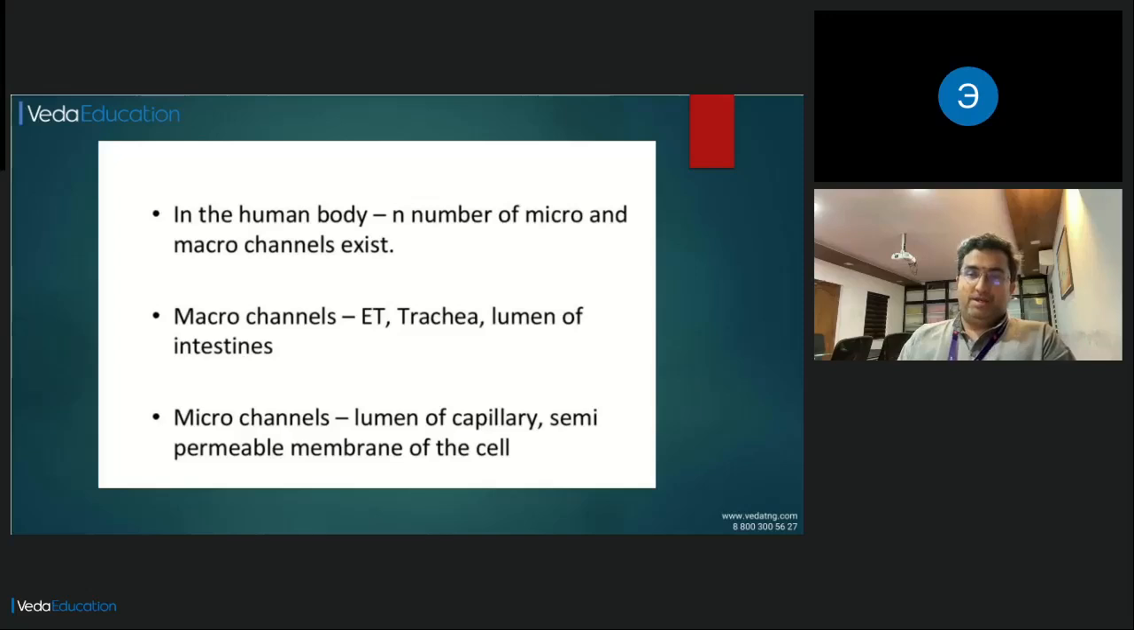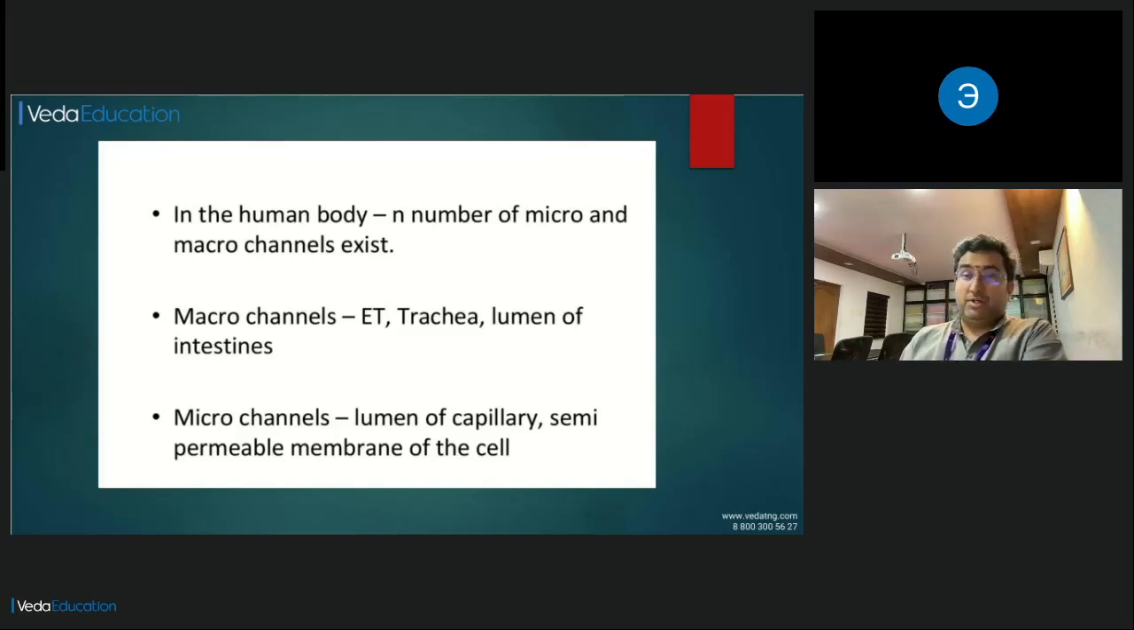And look at the lumen of the small intestine or large intestine. That's also a typical Srotas. And in the other way, you can also see very small Srotas, like micro channels, like the lumen of the capillary or the semi-permeable membrane of the skin or the cell. Through these, many things are transferred. And there are innumerable micro channels, micro Srotases also, which we cannot see with our naked eyes or even under a microscope.